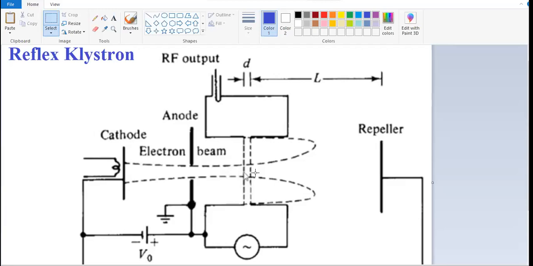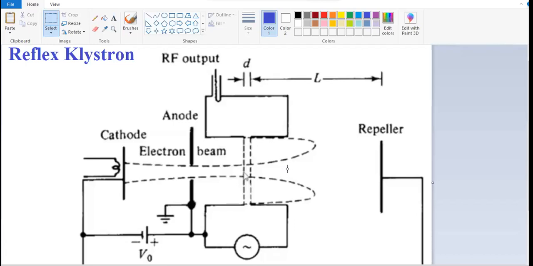Because at the maximum peak of the positive half cycle, the velocity of the electron increases. At the neutral, that is at the zero value, the velocity remains constant, that is the reference. And at the negative half cycle, the velocity decreases. This can be referred to in the Applegate diagram that we will discuss later on. So this is the entire structure, and the beam forms a velocity modulation.